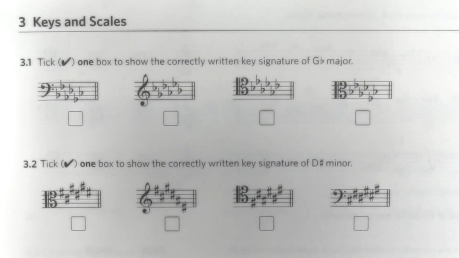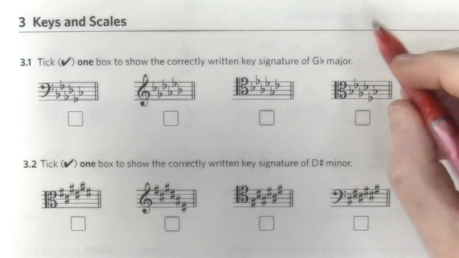In this third section of the exam about keys and scales, we are asked in the first two questions to tick one box that shows the key signature of G flat major correctly written. In one of my videos, 2B, and the link is in the description below, I say that the right key signatures also have a particular shape that remains the same. So if we know the shape, we know the right key signatures.